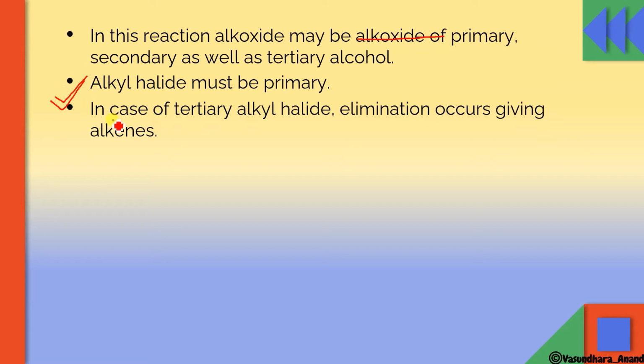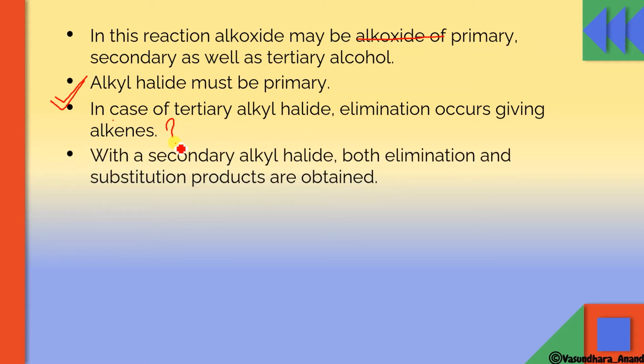So the question can be asked why it is so, because Williamson synthesis follows the SN2 reaction. That means the tertiary or the secondary alkyl halide, being more sterically hindered, will follow elimination reaction instead of substitution reaction. With the secondary alkyl halide, both the elimination and substitution products will be formed, while in case of tertiary, only the elimination product will be there, and in case of primary, only the substitution product will be there. I hope it is clear. With the primary, only the substitution product will form. With the secondary, both substitution and elimination products will form, and with the tertiary, only the elimination product.